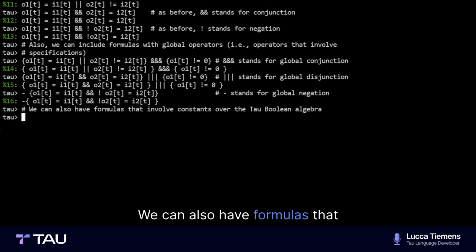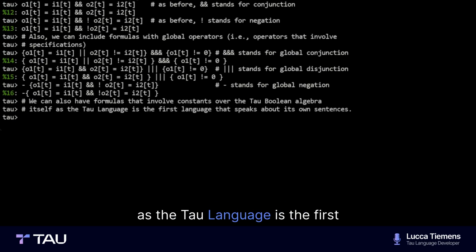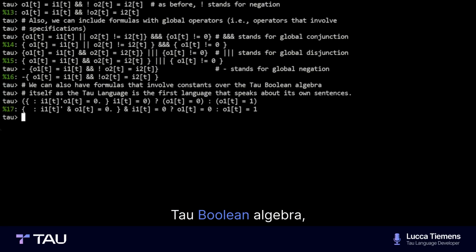We can also have formulas that involve constants over the tau Boolean algebra itself, as the tau language is the first language that speaks about its own sentences. In the above example, as we have a constant in the tau Boolean algebra, the type could be omitted. This allows us to write tau specifications that can talk about tau specifications themselves. Also note that we can use this definition recursively to define tau specifications that talk about tau specifications that talk about tau specifications, and so on.